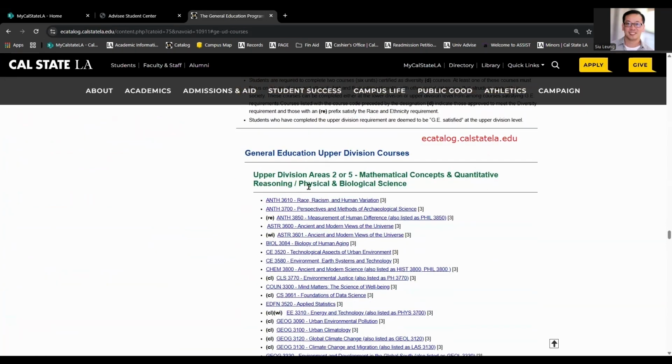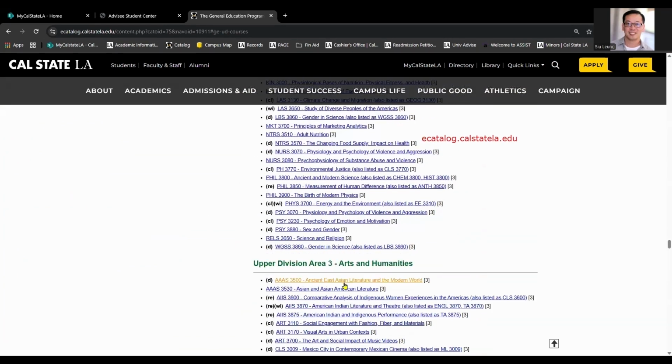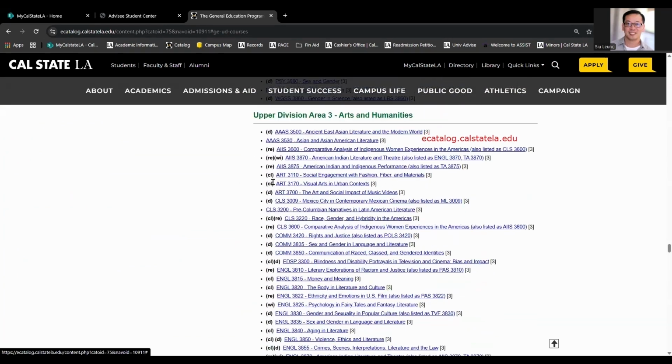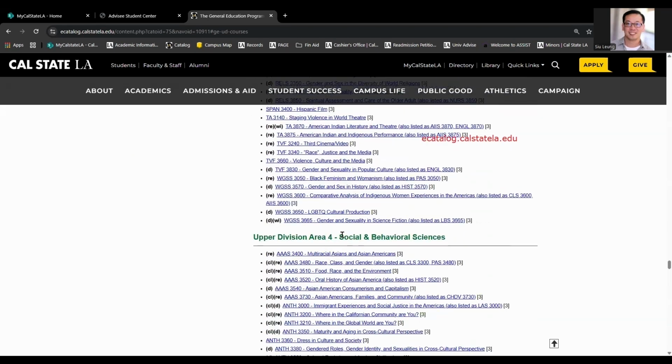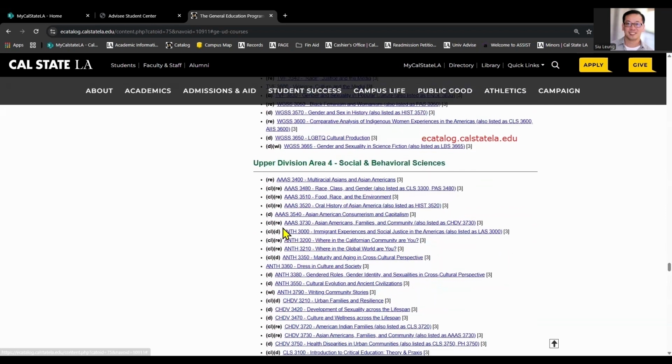So I'm going to go back to the catalog that's showing me the upper division courses. As you can see here, this one's the math one. If I scroll down, I'm going to go to the arts and humanities one. As you can see, some of these courses have CL. And then if I keep going down, I'm going to reach the social and behavioral sciences GEs. So these are all the upper division GEs. So remember, we want one with a CL. So let me go back here.